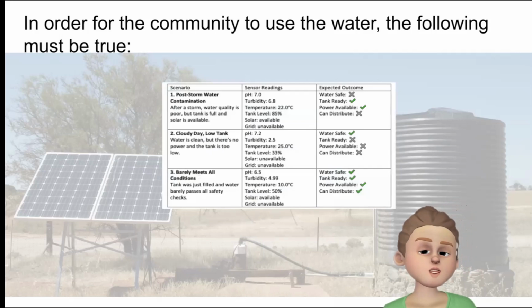Then I would love for you to test this for the following 3 scenarios, which again are detailed in the PDF. The first scenario would be an example of a post-stormwater contamination. So in this scenario, there's a storm, the water quality has decreased, but the tank is full and solar is available. The second would be on a cloudy day with a low tank. Here, the water is clean, but there's no power and the tank's too low. And then the third one will be when the conditions are barely met. So the tank was just filled, the water barely passes all safety checks, and the solar is available.